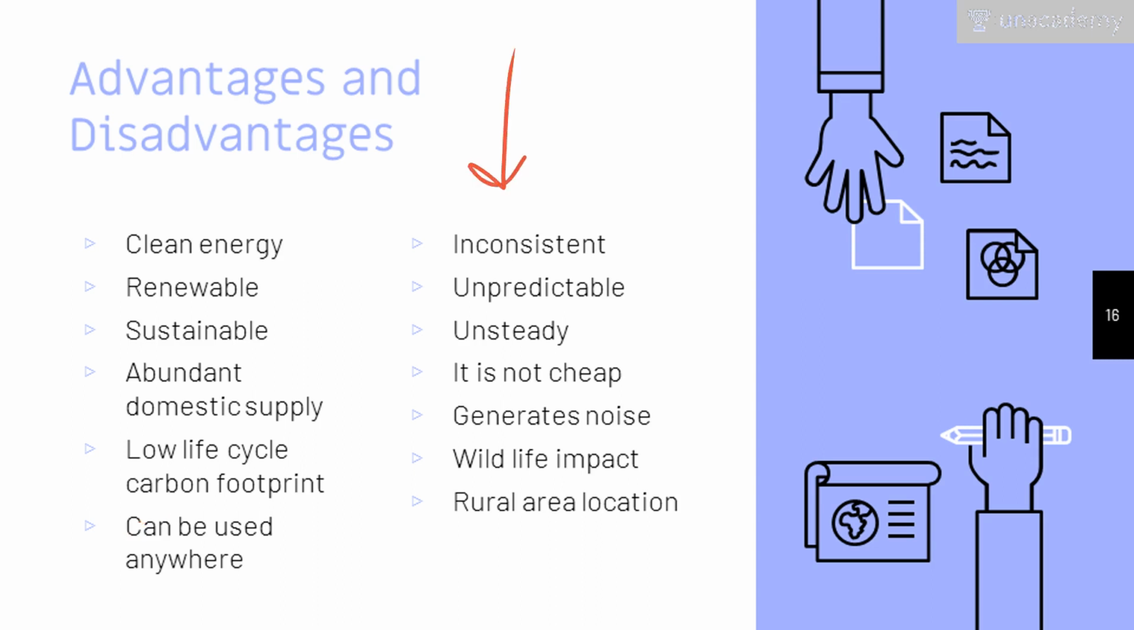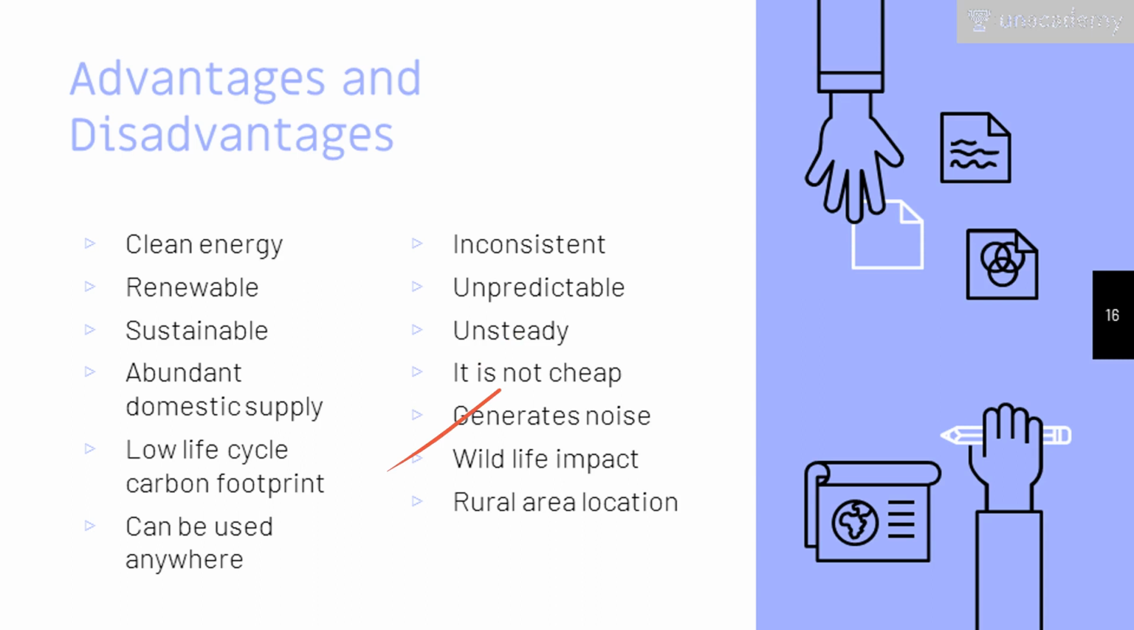Let's move on to the disadvantages. It is very inconsistent. It is very unpredictable because you don't know how the wind will flow. So the wind is very unsteady. It is not cheap. It comes at a very high cost. It generates too much noise, so many complaints from the commoners or the villagers will come.